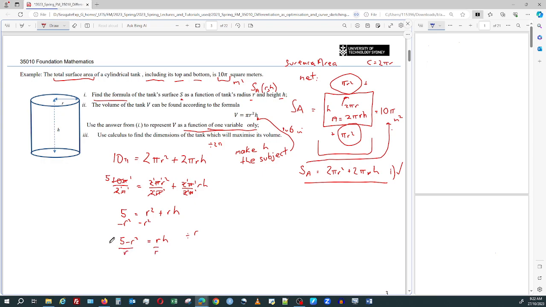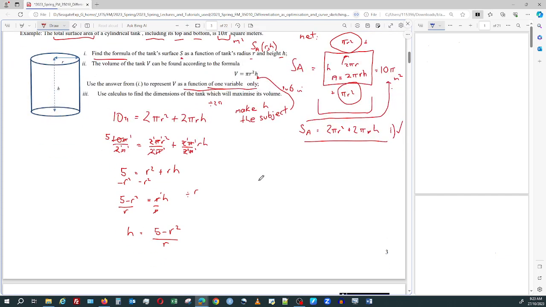Now be careful of this one, because that's a split fraction. And just swapping them around for the fun of it, I can write, because they cancel, h is equal to 5 minus r squared divided by r. Now you can't just go willy-nilly crossing across there, you've been taught that, so please don't do that. Okay?